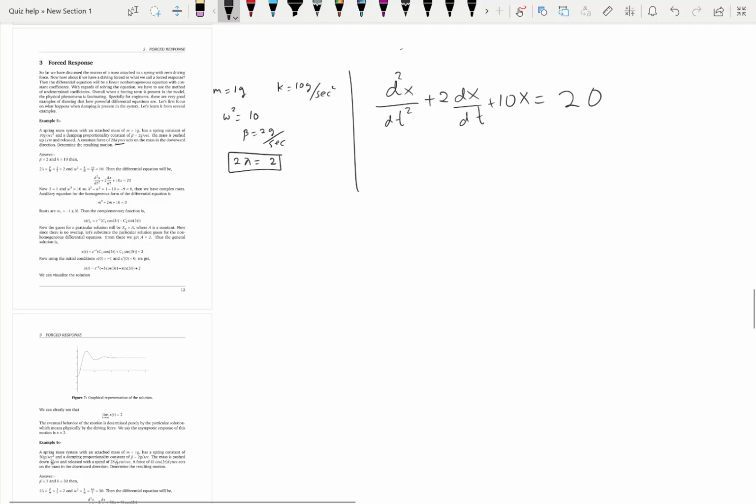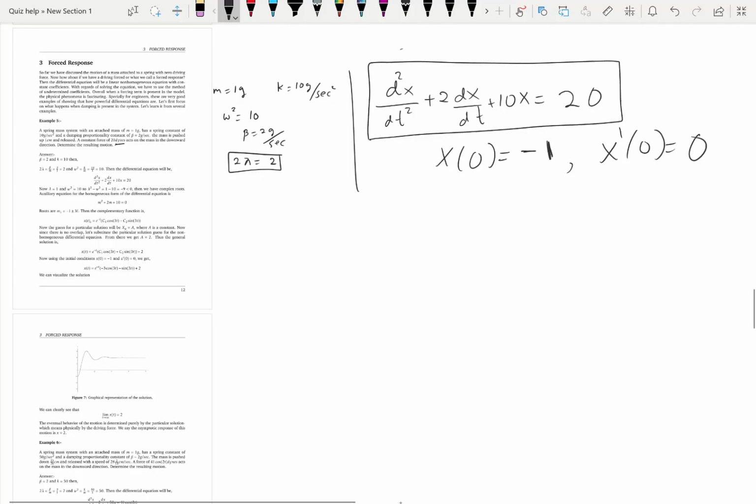And the initial conditions: the mass is pushed upward 1 centimeter. So the initial displacement is -1 because it's pushed upwards, and then it's released. So the initial speed is actually 0. So how do we solve this differential equation now?